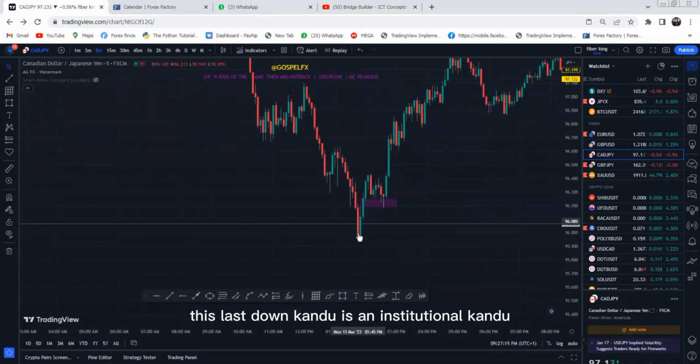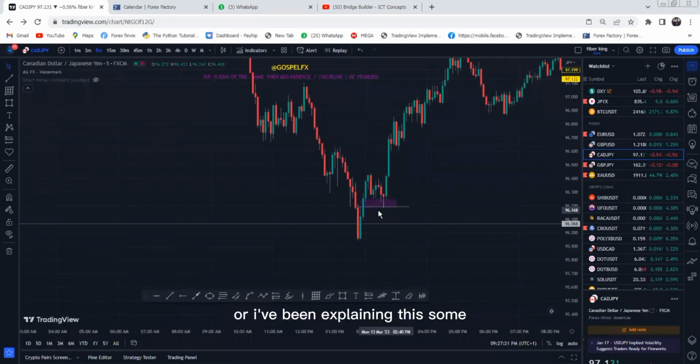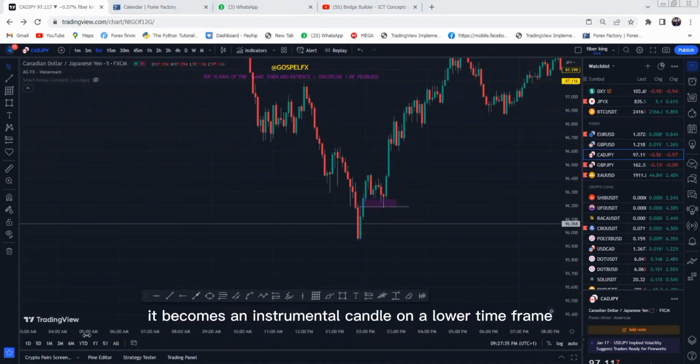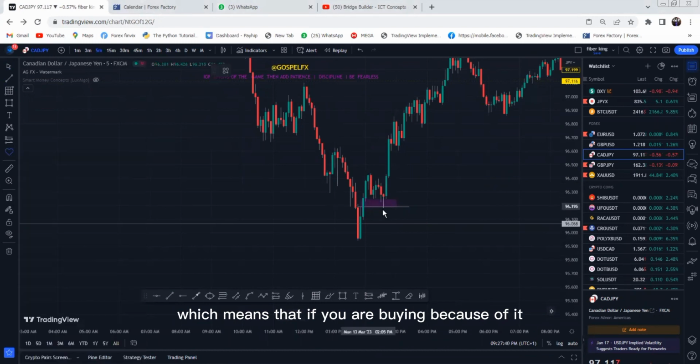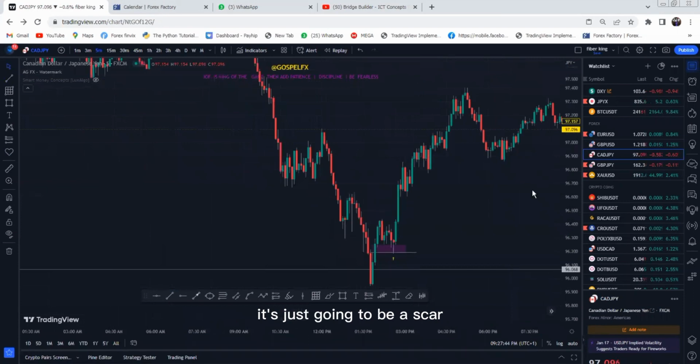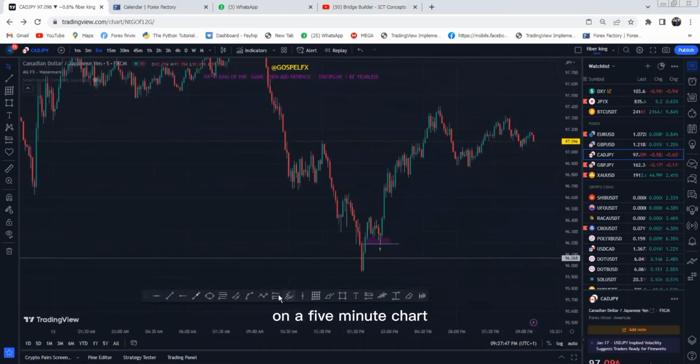And this candle here, this last down candle, is an institutional candle. I think I made a video on this, or I've been explaining this some time ago. This is an institutional candle, a candle taking stop losses, right? This is a last down candle that took out stop losses, and then price traded above it, becomes an institutional candle on a lower time frame, which means that if you are buying because of it, you are not going to be swinging the trade. It's just going to be a scalp because you are seeing the setup happening on the 5-minute chart.